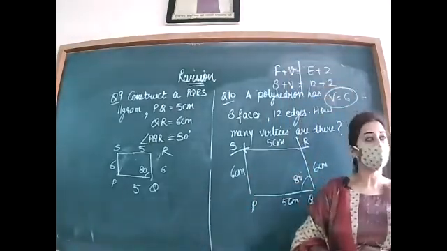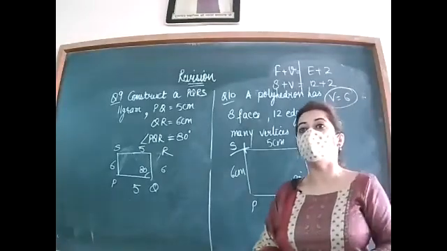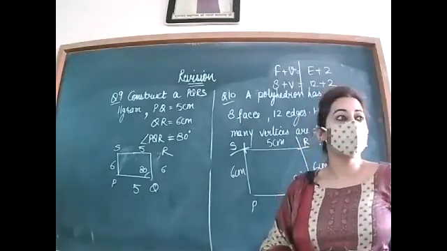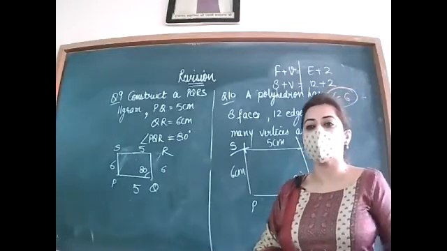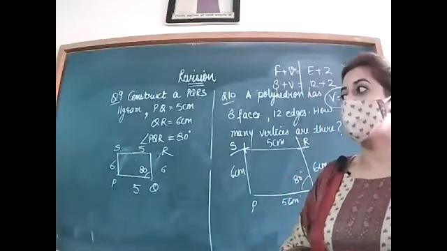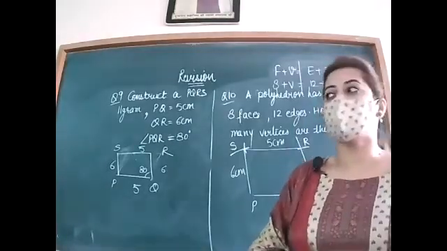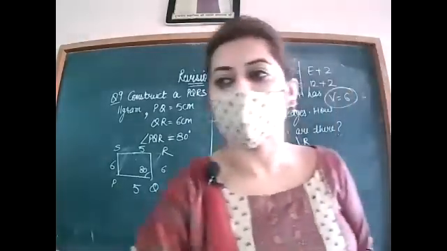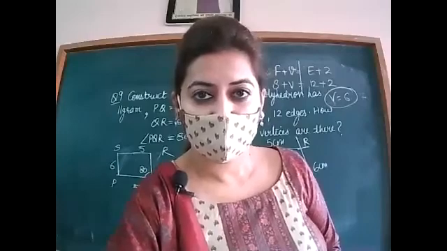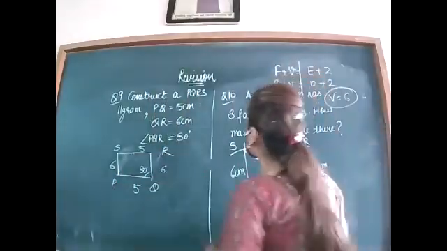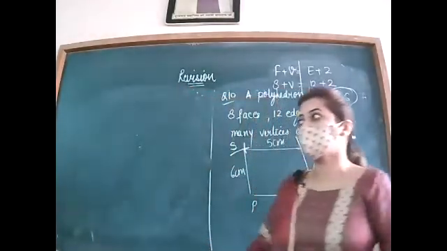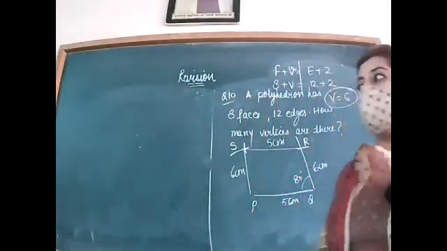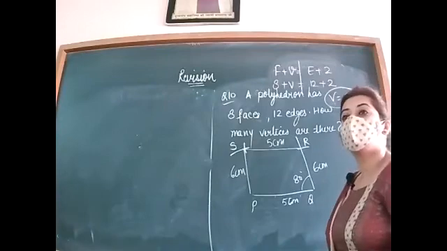Got it? Now, next question is: draw a square prism and write the faces, vertices, and edges. Draw a square prism and write the faces, vertices, and edges for the same. Have you drawn the square prism? What is another name for the square prism? Cube and cuboid. So both can be the names.